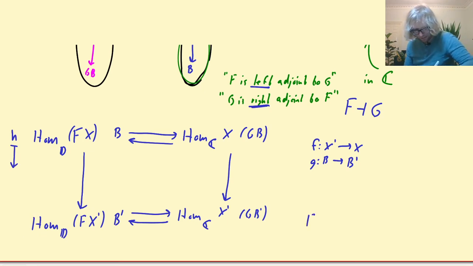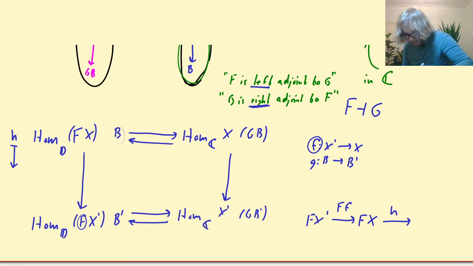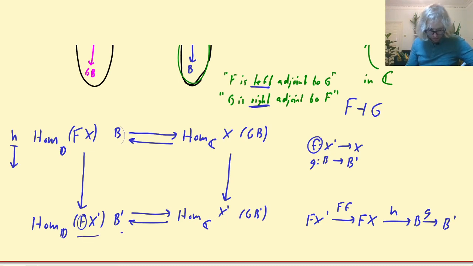Well, if I'm starting from f of x prime, then I can use my f here, and the fact that f, big F, is a functor, to go to f of x, and then I'm here in f of x, so I can use my h to go to b. Okay, and then I'm in b, and then I can use my g to go to b prime. Right. So that gives me a morphism from f of x prime to b prime.